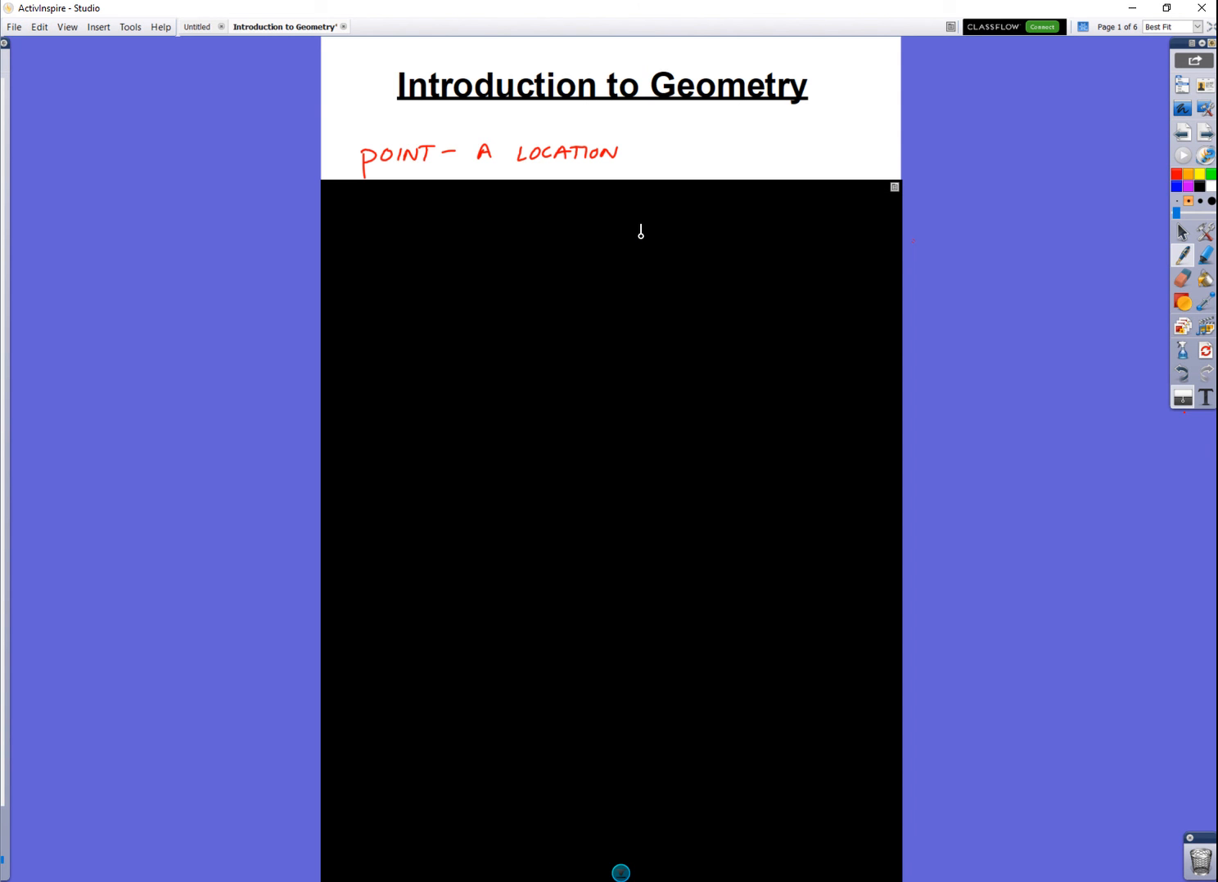So, all right, in geometry, we start off with what are called the undefined terms of geometry. Undefined terms are a point, a line, and a plane. First off, what is a point? A point is just a location. It is infinitely small. It has no size or shape. It is just a location.